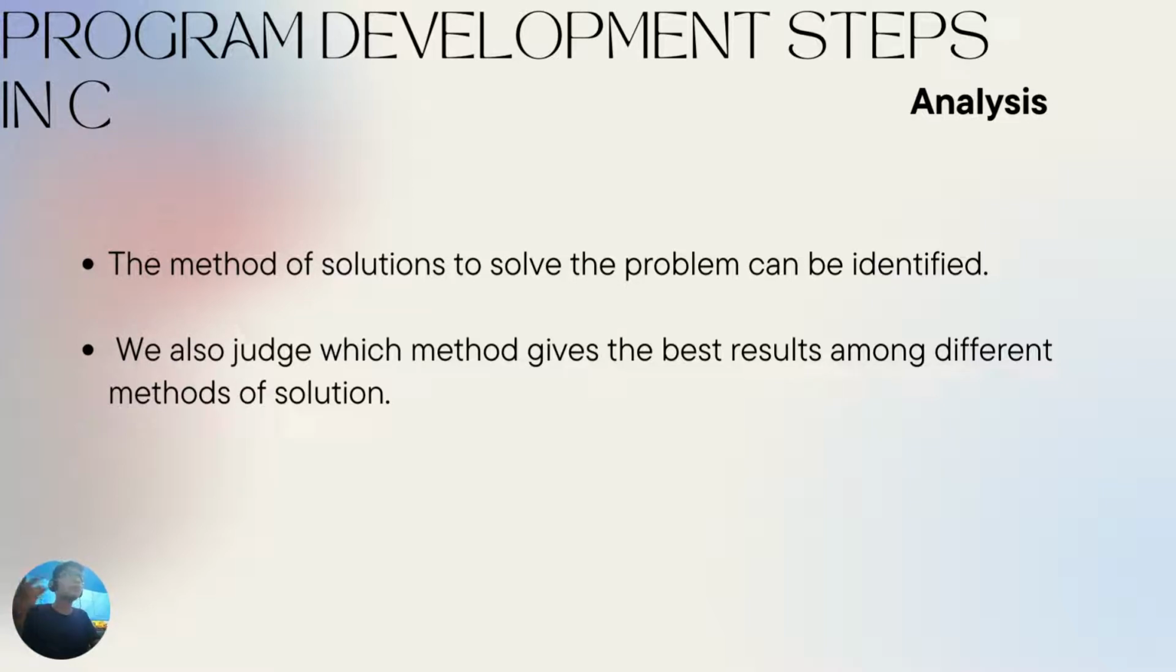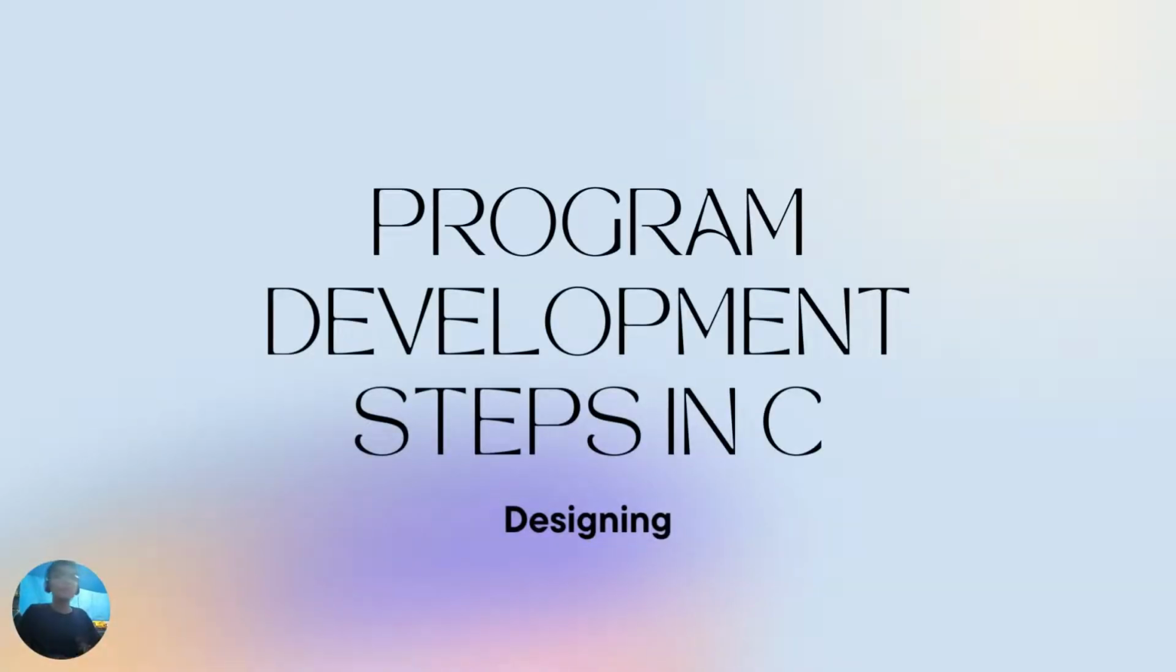For example, we actually need a looping statement and a decision control statement. As we have been informed, there are multiple looping statements and multiple decision control structures. So from those, we need to choose which satisfies our need the best. For that reason, analysis is very important. So let's move on to the designing phase.